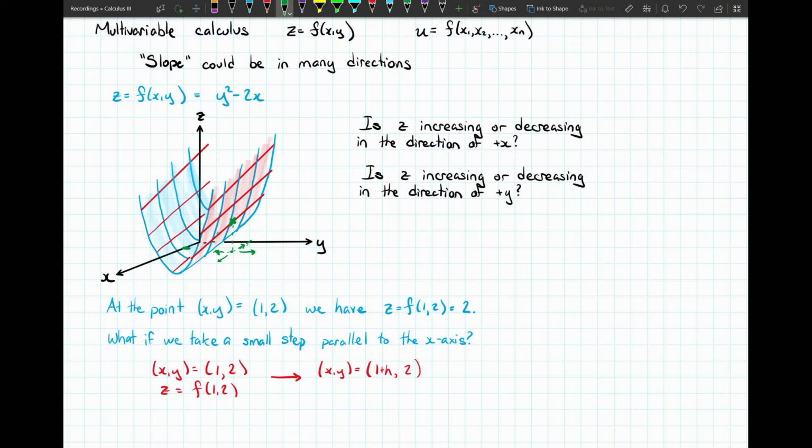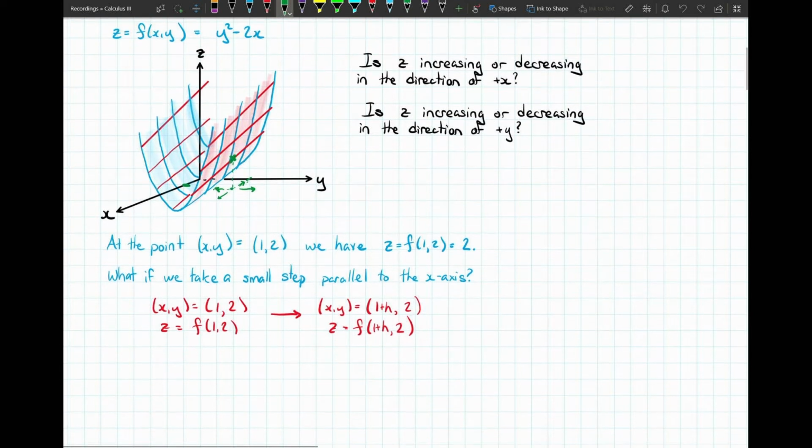But we're kind of curious as to what z is going to do. The z coordinate at that point, where x is equal to 1 plus h and y was equal to 2, would be denoted as f of 1 plus h comma 2. Okay, well, from those 2 points now, we can calculate slope.